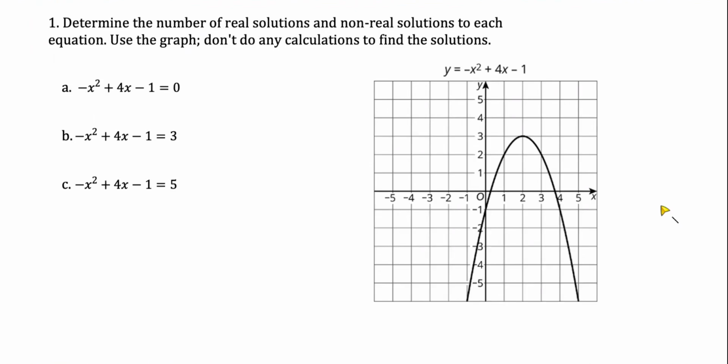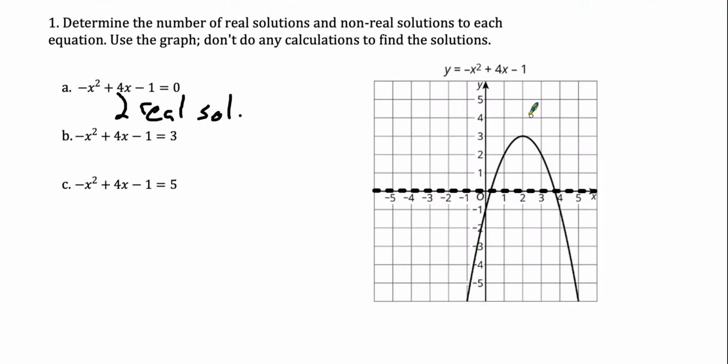All right, on number one, we are just determining how many solutions we have to each of these equations. So if I look at my graph, I'm looking to see, how many times does this parabola have a y value of 0? One way that we can go about this is just drawing a horizontal line at 0 and seeing how many times our graph hits that line. In this case, I see that it hits 2 places, so that means there are 2 real solutions, 2 solutions that I can see on my graph.